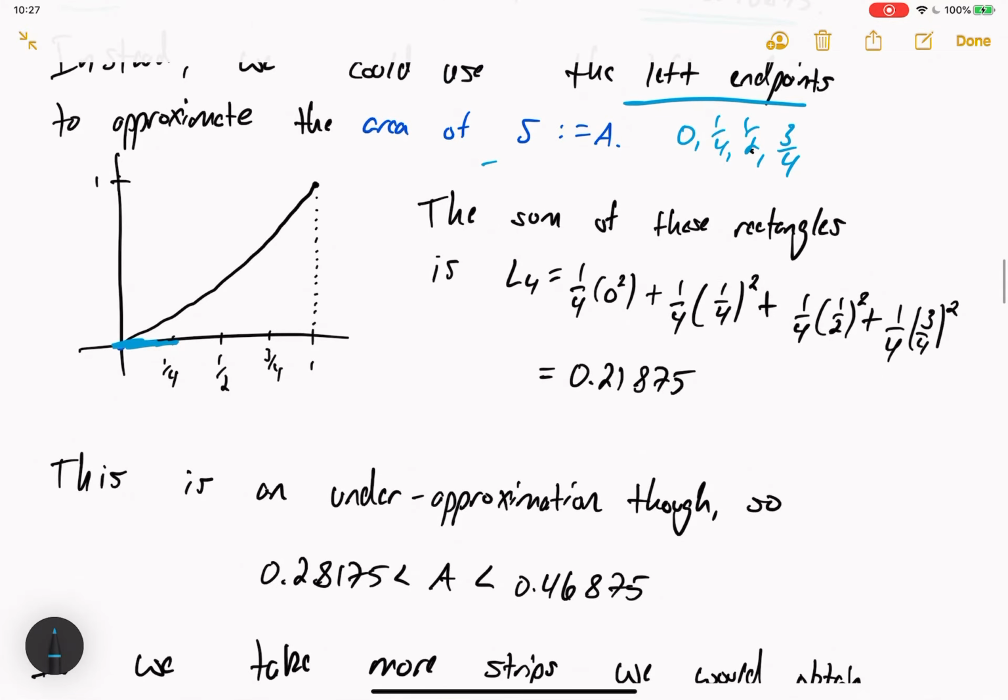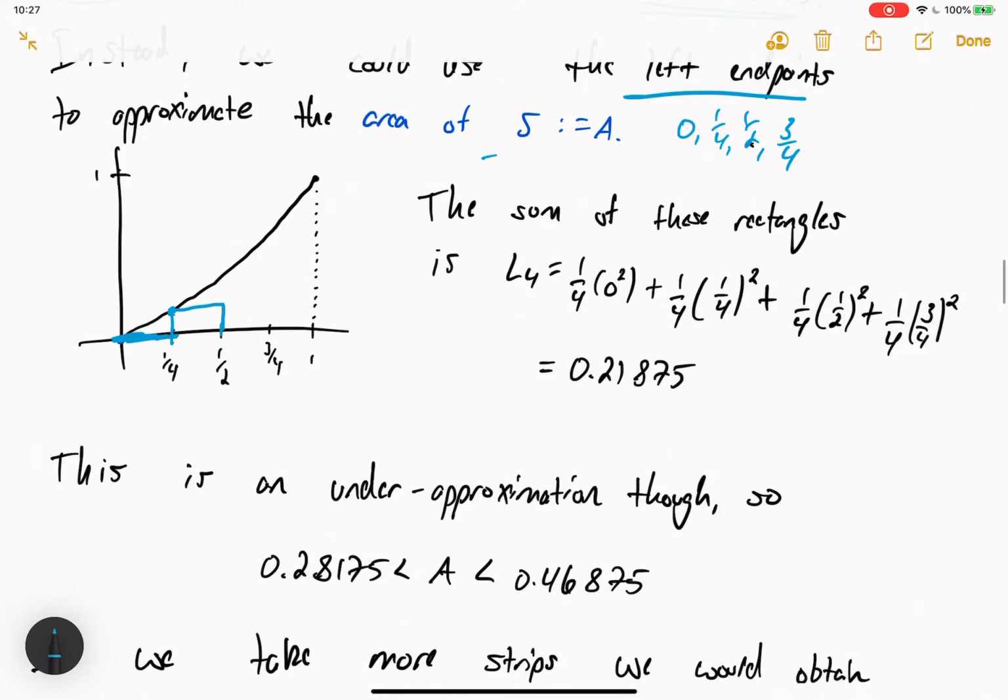Then the next one's going to go from 1/4 to 1/2, but now the left endpoint is going to be here. So that's going to be our second rectangle actually. Our first one actually has no height to it. And then we're going to do the same thing for the third one. f of 1/2 is going to be the height. So that's going to be our next rectangle. And lastly, for our last endpoint 3/4, it's going to be this point right here. That's going to be our height. So these are our rectangles right here.